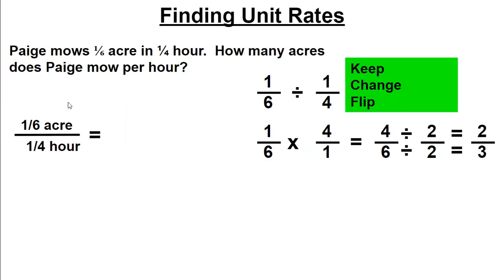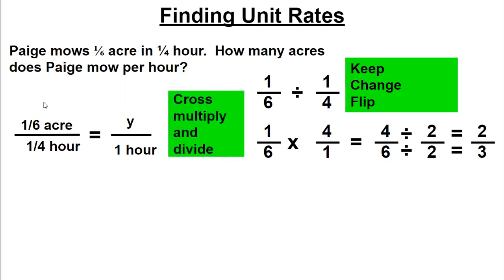We're trying to find the unit rate, remember? So Y is going to be the acres that we're trying to figure out. How many does she mow in 1 hour? So the hours are next to each other. The acres will be next to each other. So now I'm going to cross multiply 1/6 times 1 hour and divide by 1/4.